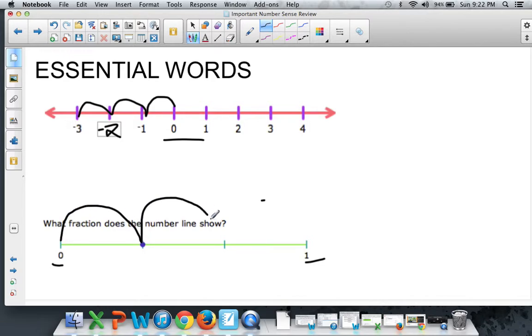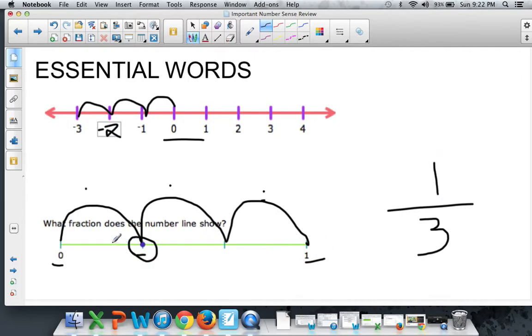1, 2, 3. And stop when you get to the next whole number. The amount that you counted, 1, 2, 3, is the denominator. And wherever the dot or the letter or whatever is, that's your numerator. So 1. So what fraction does the number line show? Well, that little dot right there is showing 1/3.